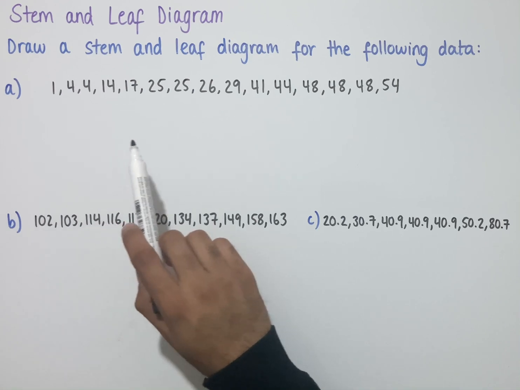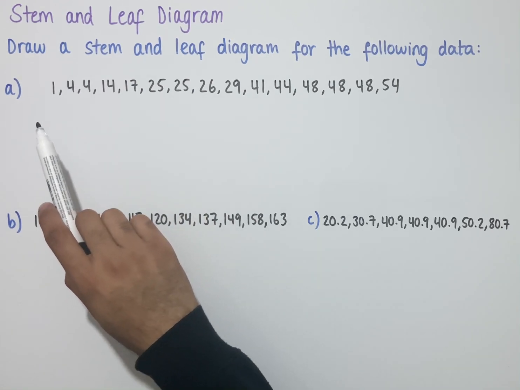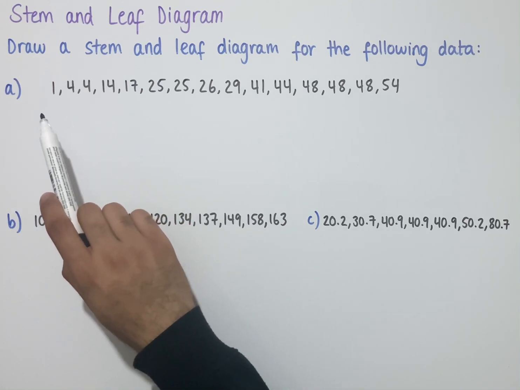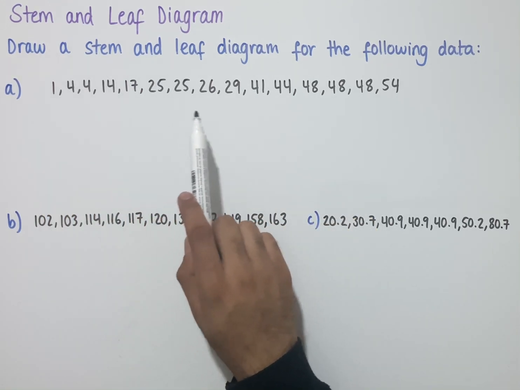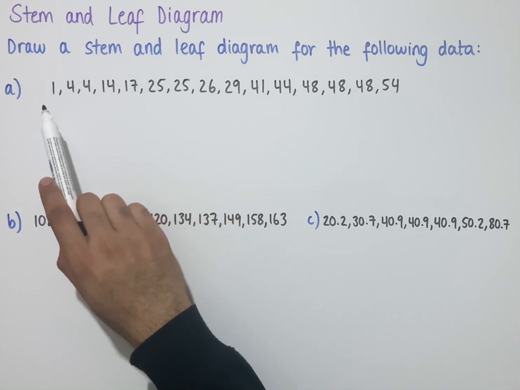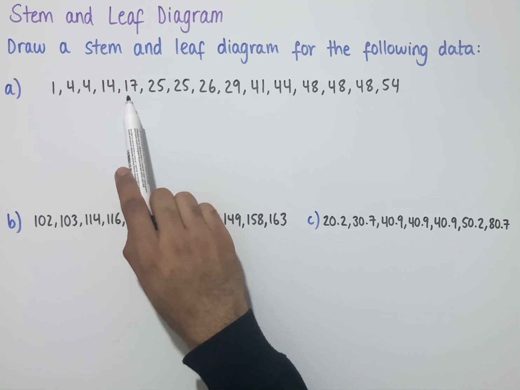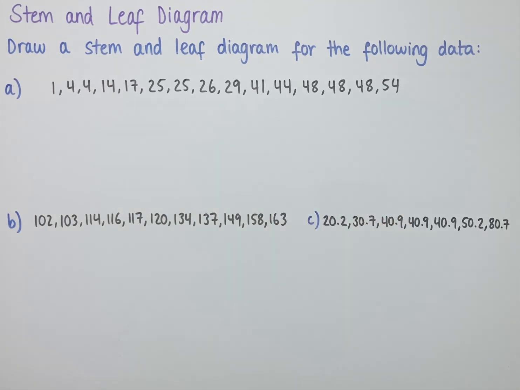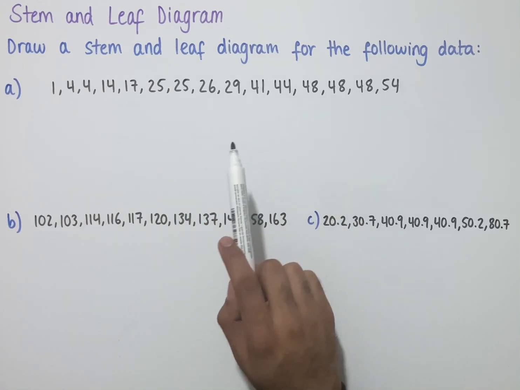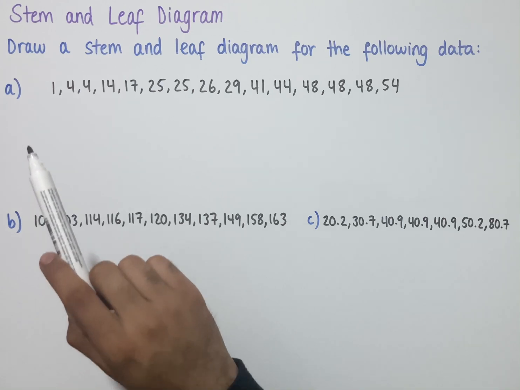We start by drawing the stem, and the numbers we insert depend on the set of values that we have. In this case we see that all of these values have tens and units. So 1 has 0 tens and 1 unit, 17 has 1 ten and 7 units, 44 has 4 tens and 4 units, and so on. Since all of these numbers have tens and units, we should start by writing the tens in the stem.